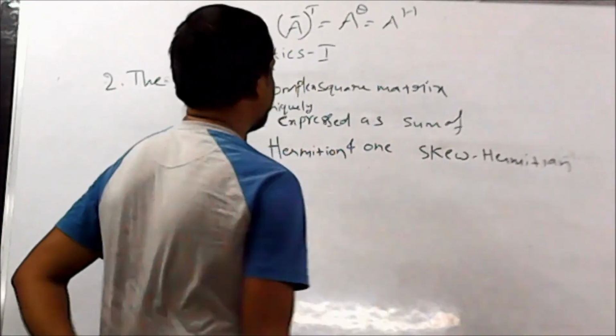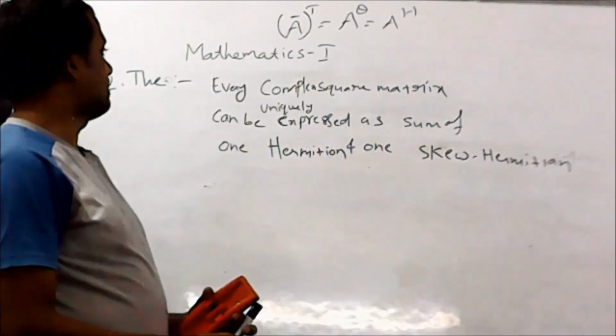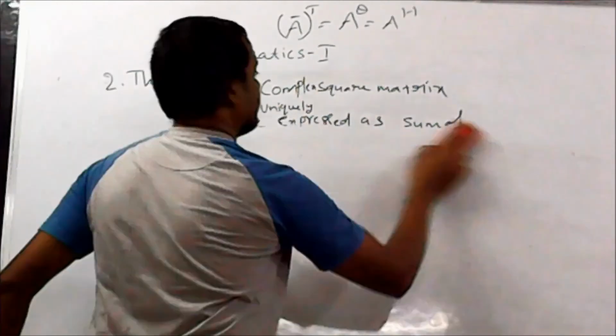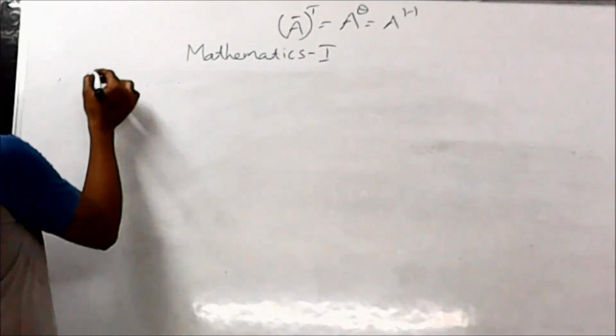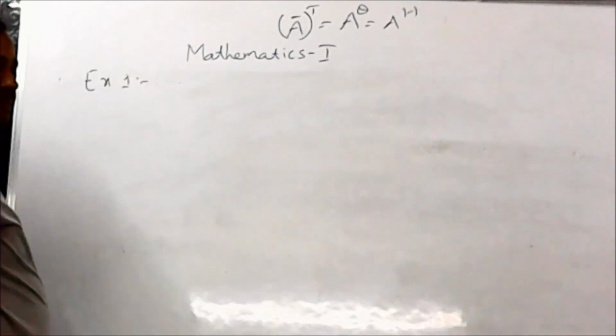I already proved it for real matrices. You can prove the same about Hermitian and skew-Hermitian matrices. So depending upon these two theorems, they can ask you one question about the expression. It will come under a 5-mark question.